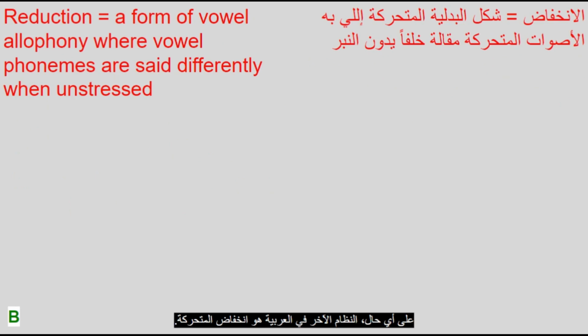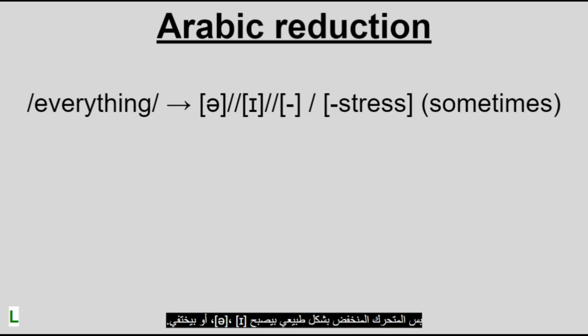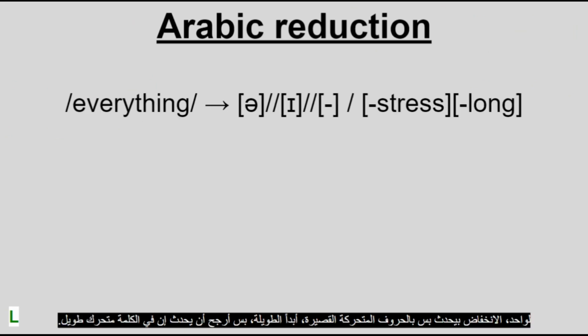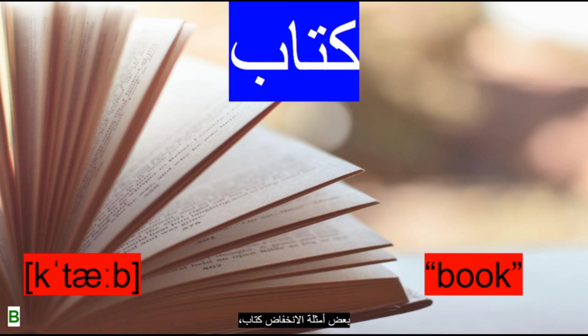Anyway, the other allophonic system Arabic has is vowel reduction. Here though, it's more specific than just when unstressed, and of course varies a lot by dialect, but the reduced vowel normally becomes a schwa or disappears. For one, reduction only happens to short vowels, never long ones, but it's more likely to happen if there's a long vowel in the word. Some examples of vowel reduction are katab, ktab, and katib.